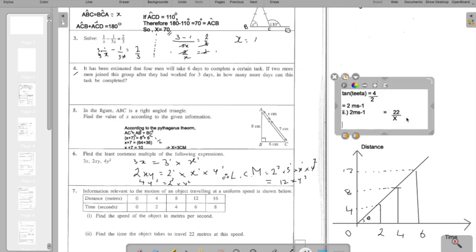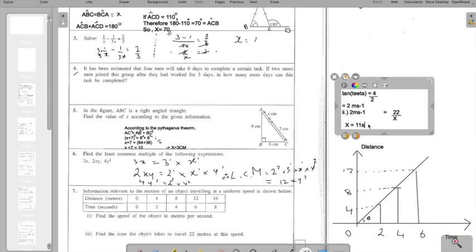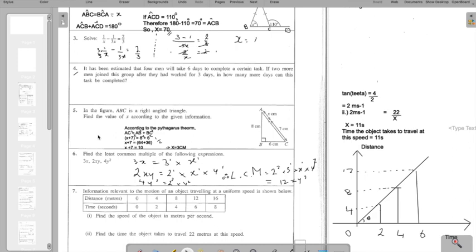So now that we have done that, you take x to this side and bring 2 to this side using cross multiplication, and finally you will get x equals 11 seconds. Very easy sum, right? But you got to mention this final statement: time the object takes to travel at this speed will be equal to 11 seconds. As easy as that. So question is done. Question number 7 is done.